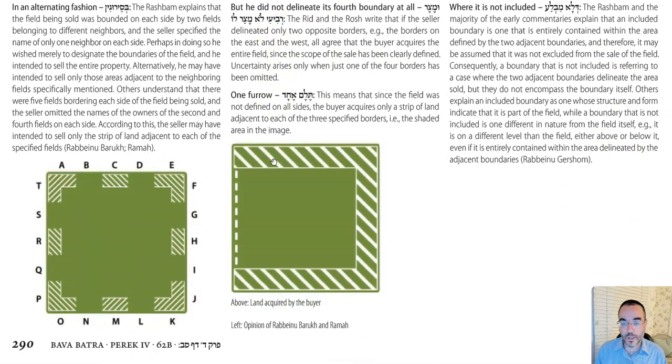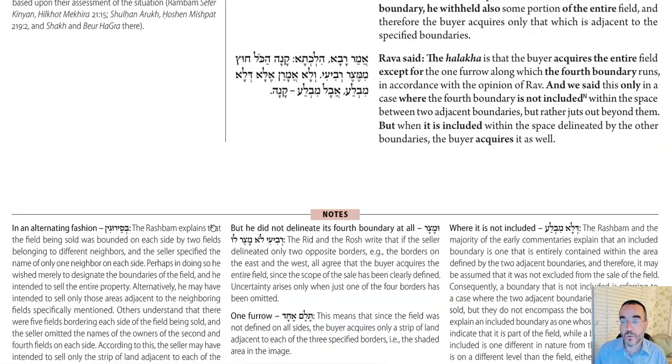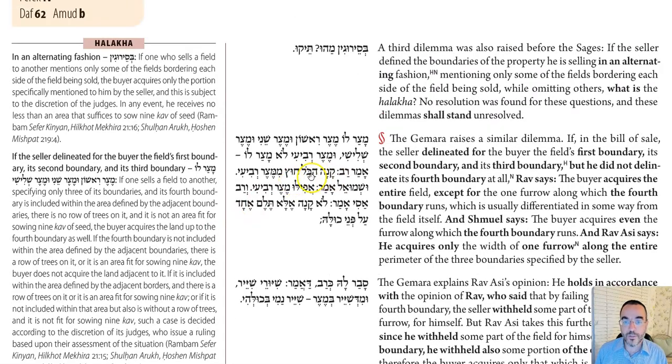In other words, like this. He said, I'm going to sell you this field, and he said, the land that's adjacent to Reuven on this side, Shimon on this, Levi on this side, but didn't say anything about that side. So we're going to have 3 opinions. Rav says that he acquires everything except for the 4th side.